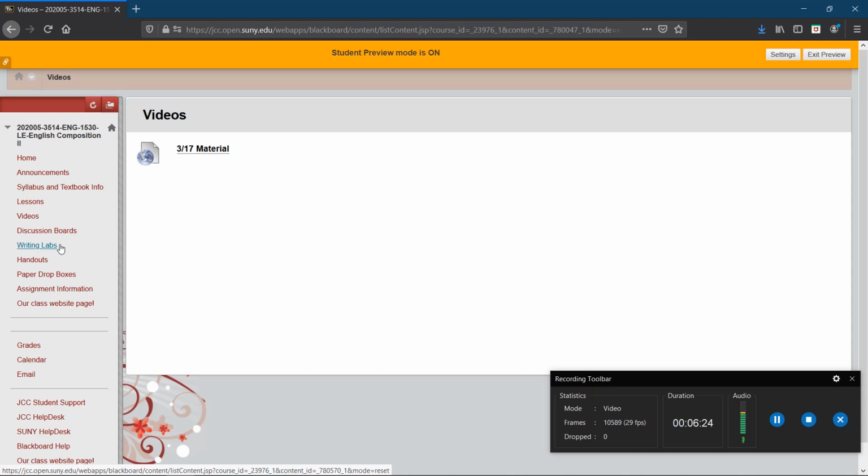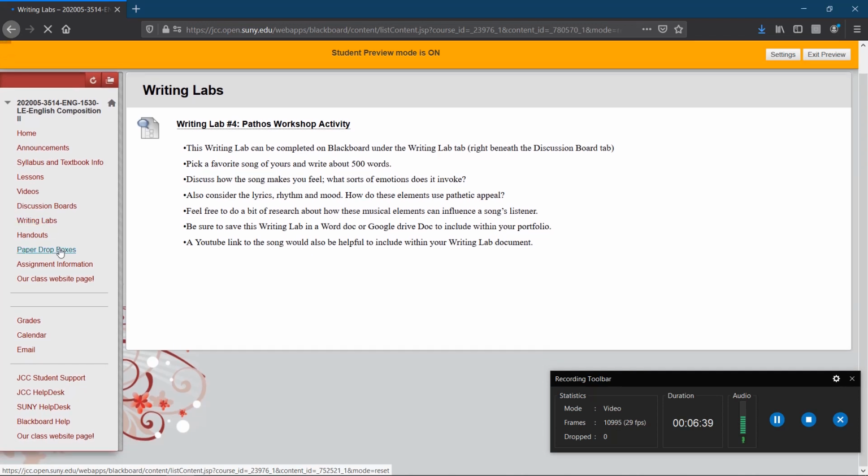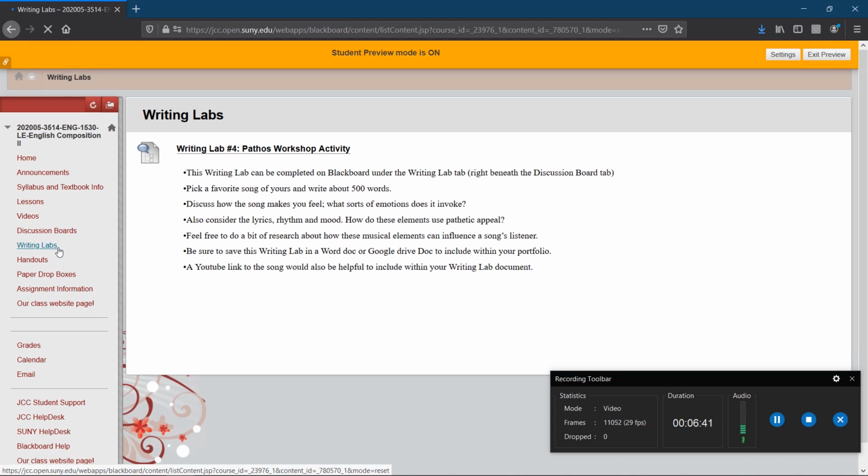So, the online writing lab. Since we're obviously not in class, we're going to be doing online writing labs from now on, and the online writing labs tab is actually set up as a blog feature on Blackboard, and I really wanted to try that out. But as it's located under discussion boards, here's our writing lab. And it's going to be the Pathos workshop activity. That's what we're doing today, our Pathos workshop.